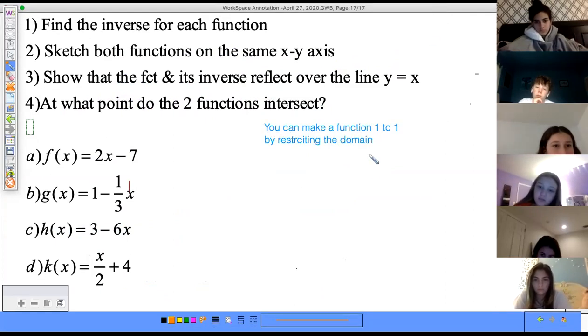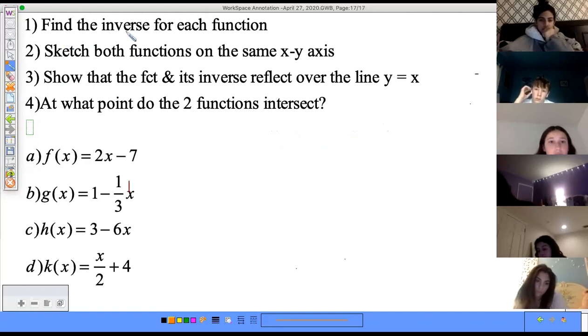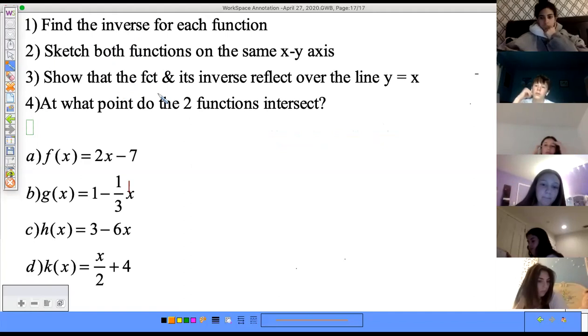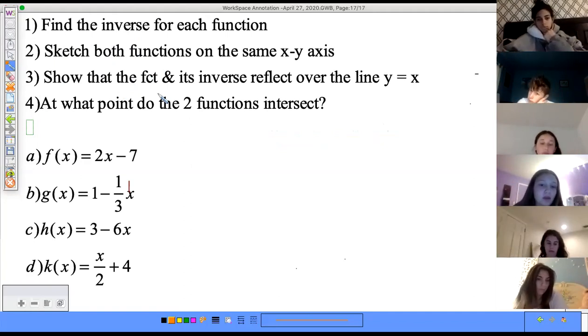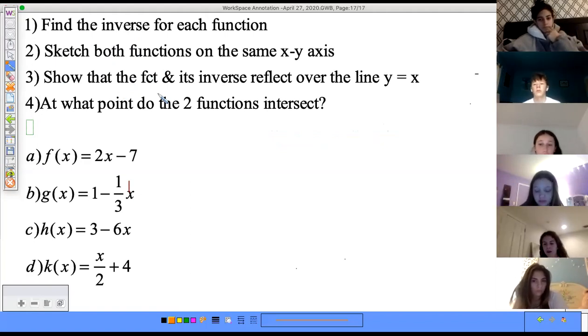If your last name is from A to F, you're going to do A. For each grouping, you're going to find the inverse for each function. You're going to sketch both functions on the same XY axis and show that the inverse function reflects over the line. Actually, I don't like how I worded that, forgive me.